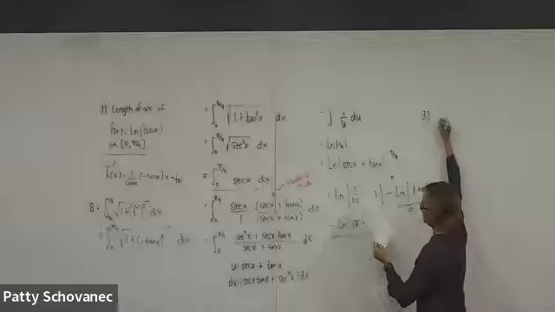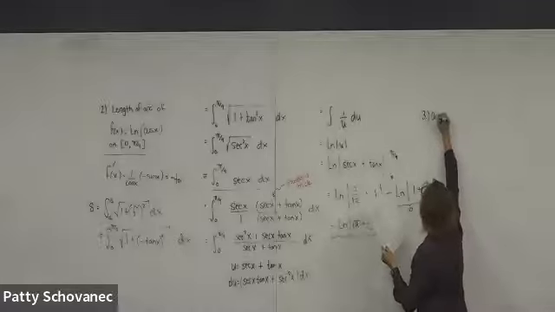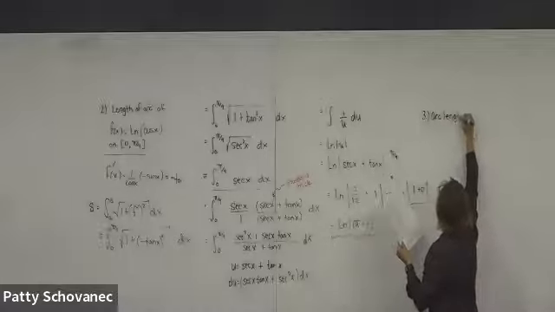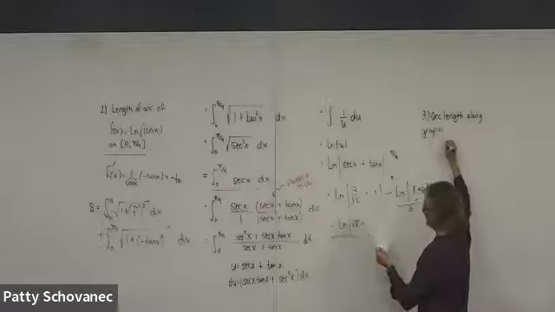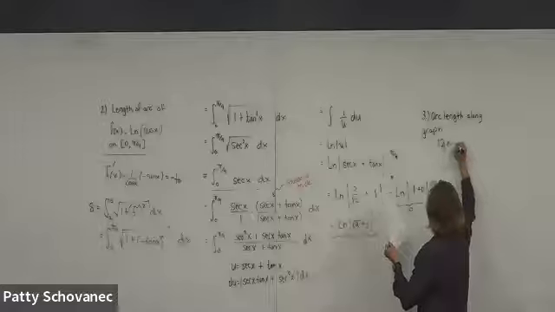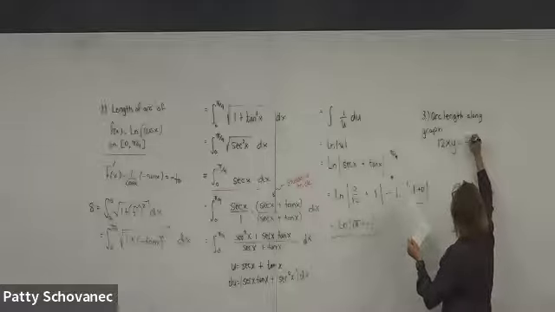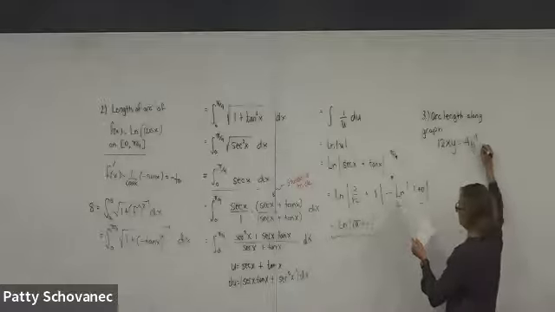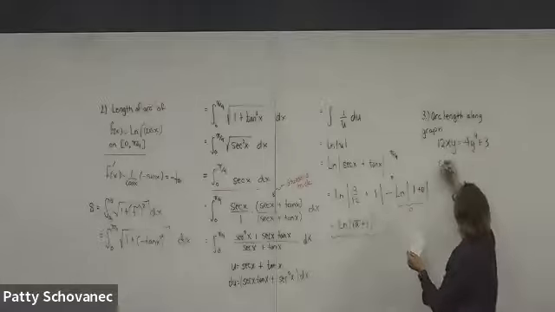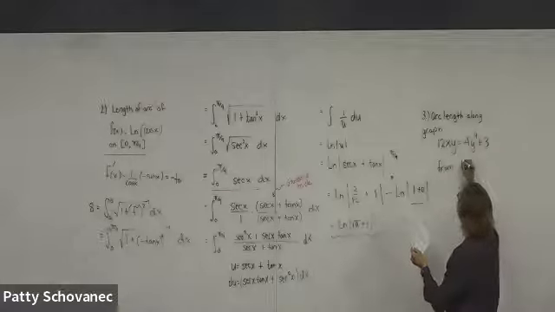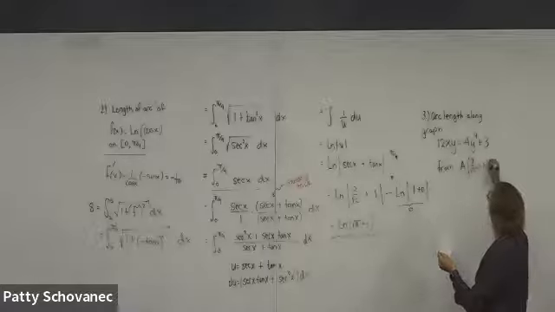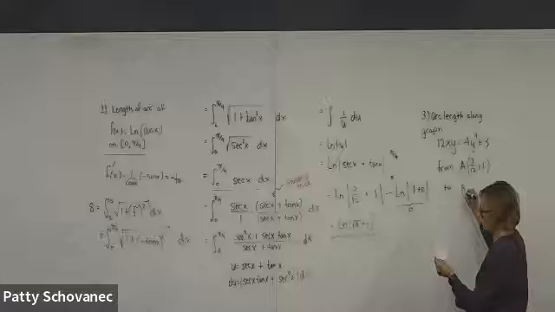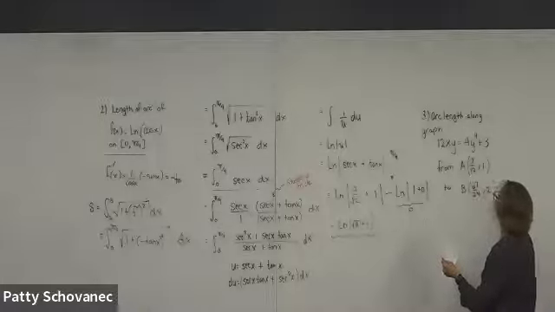Let's find the arc length along the graph of 12xy = 4y to the 4th plus 3 from point A, whose coordinates are 7/12, 1, to point B, whose coordinates are 67 over 24, 2.